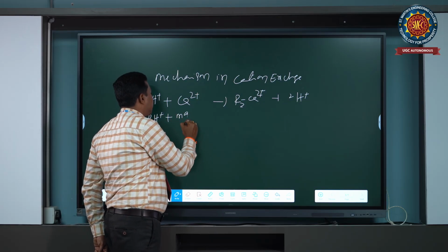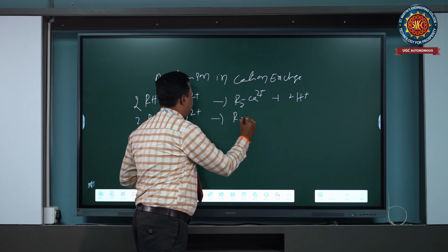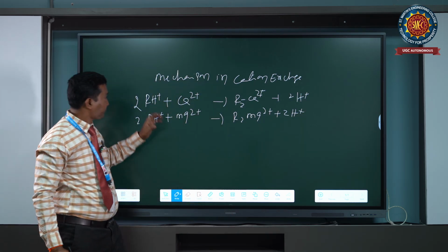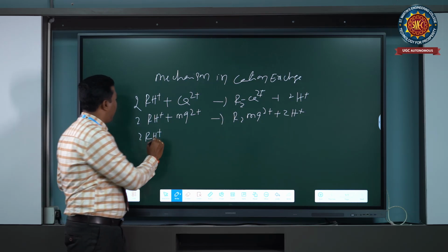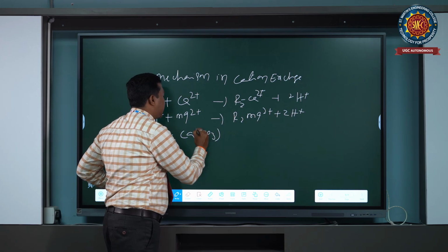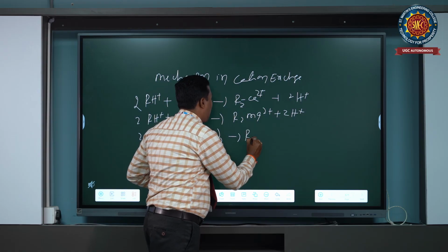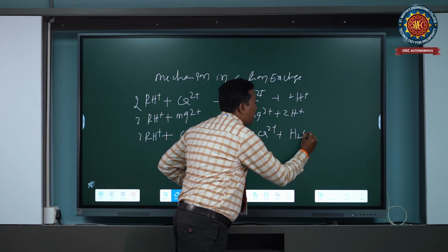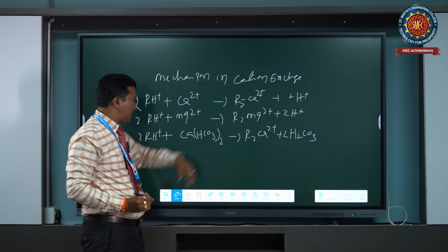It forms R2Mg2+ and gives 2H+ ions. The H+ can react with, for example, calcium bicarbonate, which is present in the dissolved salts. Calcium bicarbonate is removed as R2Ca2+, forming H2CO3. So carbonic acid is formed, and the filtered water consists of carbonic acid.